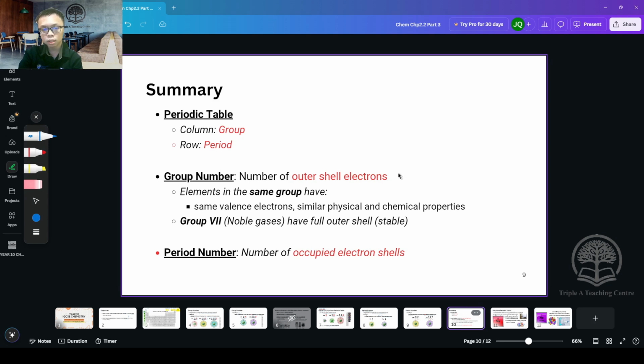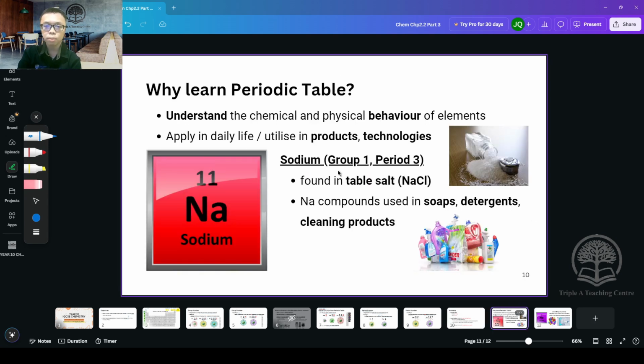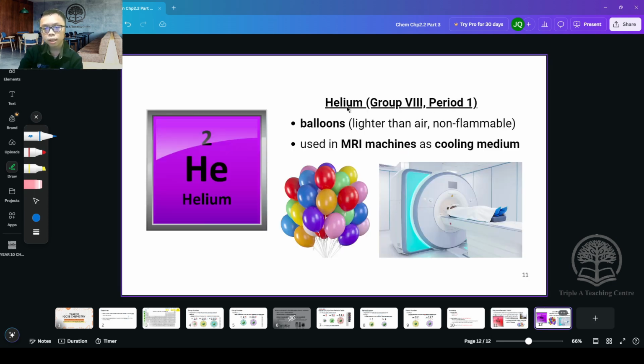This is the summary of the lesson just now. Why do we learn the periodic table? We need to understand the chemical and physical behavior of elements so we can apply it in daily life and utilize it in products and technologies. For example, sodium is a group 1, period 3 element. It can be found in table salt, and sodium compounds are used in soap, detergents, and cleaning products. Helium is group 18, period 1. Because it's stable and doesn't react with other compounds easily, it's very safe. It can be used in balloons because it's non-flammable, so it can be safely used in balloons. It can also be used in MRI machines as a cooling medium.